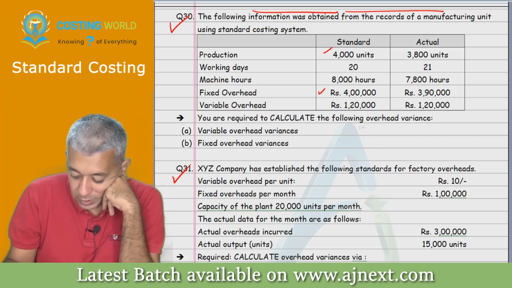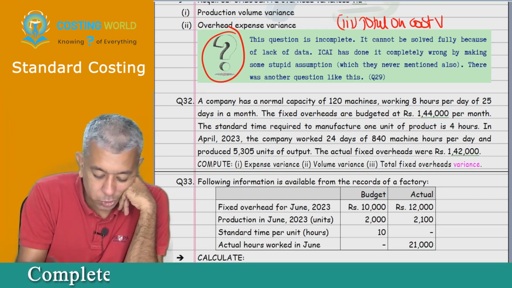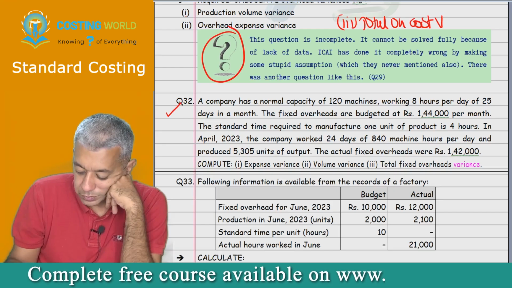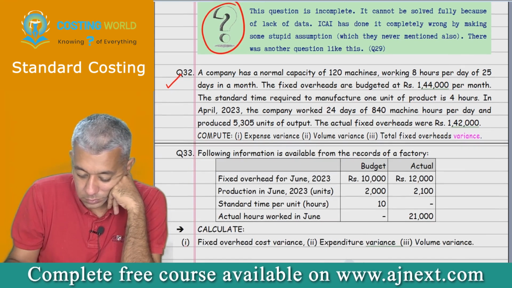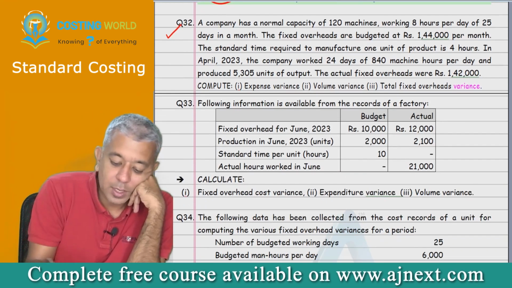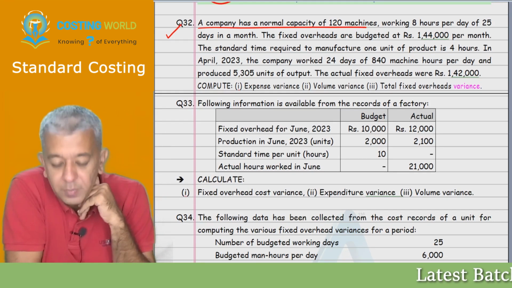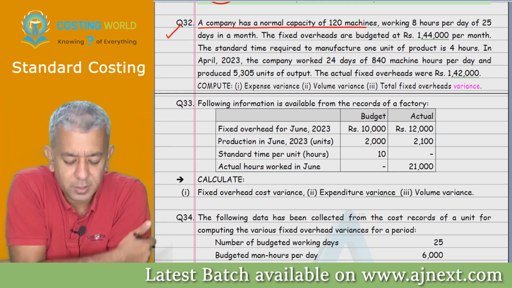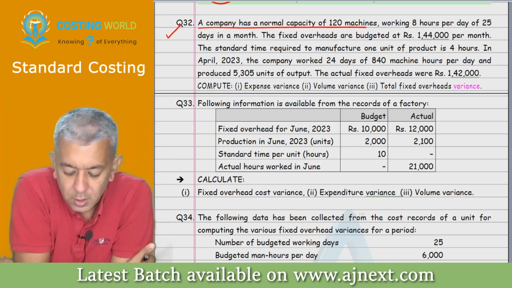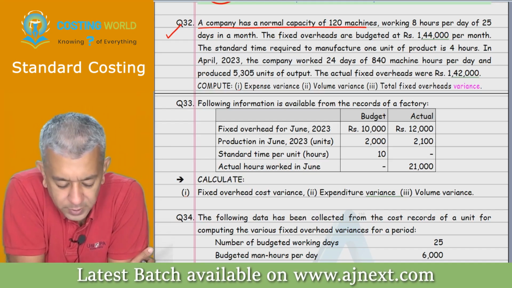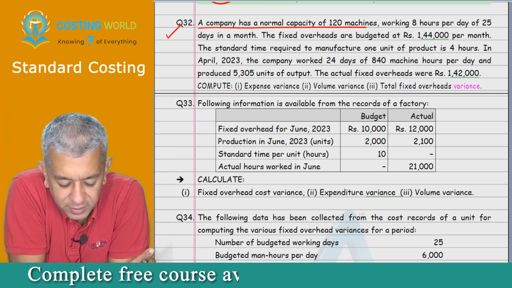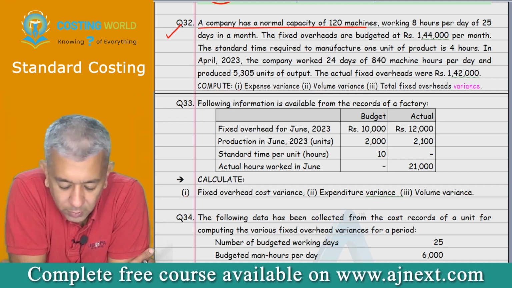Till 31, it is all done. Okay, 32 question. A company has a normal capacity. Absorption rates are based upon normal capacity. Working 8 hours per day of 25 days in a month.